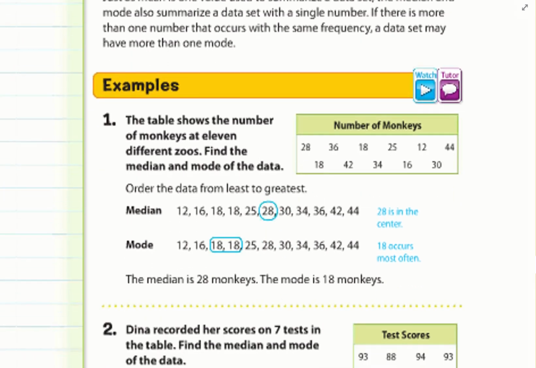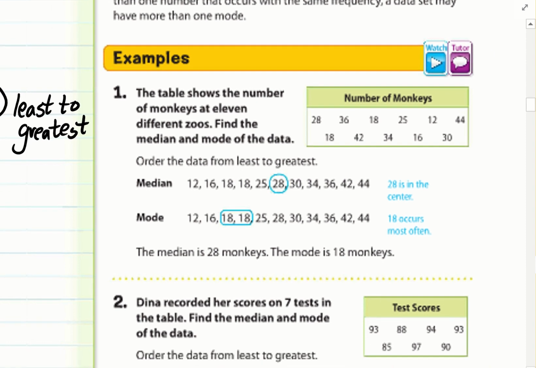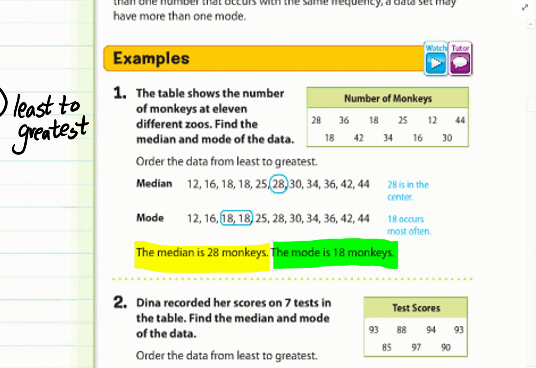So this table shows the number of monkeys at 11 different zoos. Find the median and mode. First thing we have to do is put it from least to greatest. We have to do that every single time that we find the median. Once we do it from least to greatest, the number in the center is going to be 28. So 28 is the center, so 28 is the median. Now the number that appears the most is 18. 18 appears twice, so the mode is going to be 18.